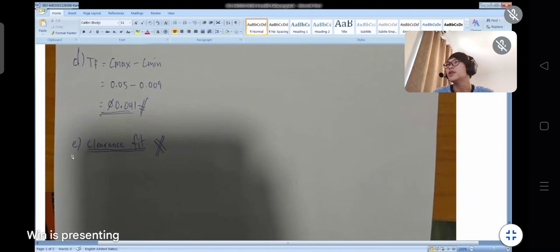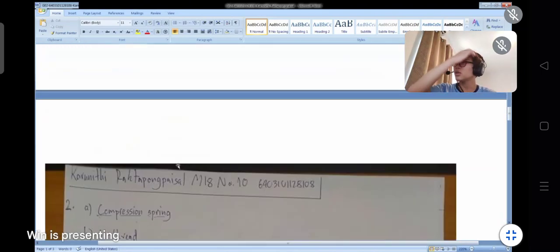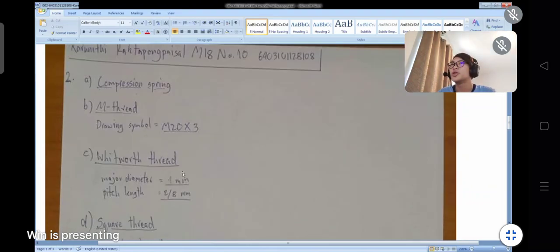And for E, it asks what type of fit system is this? And I chose clearance system because the shaft is smaller than the hole. On to the next question, number two.